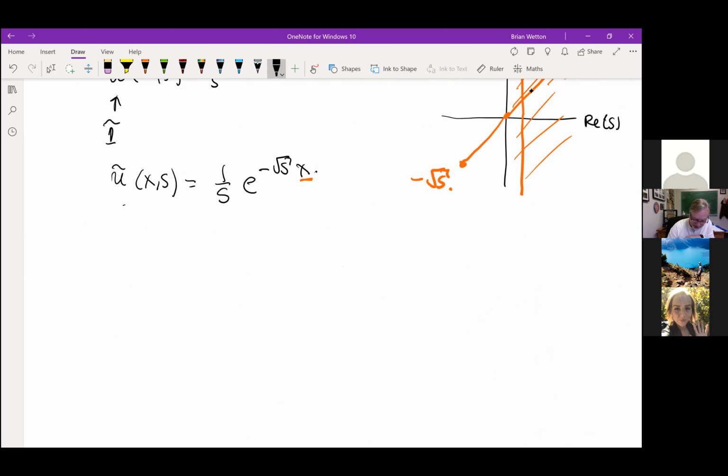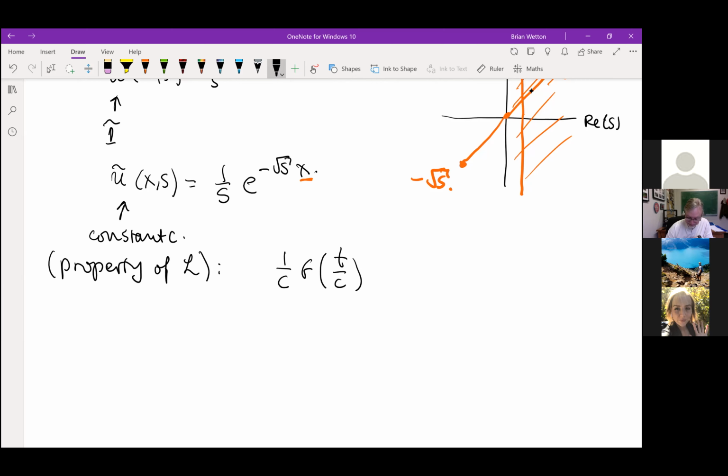And now I have to introduce another property for the Laplace transform, which is how it gets scaled. This is very similar to the property for the Fourier transform, which I don't think we mentioned. If I've got a constant c, so this is a property of the Laplace transform. If I've got 1 over c f of t over c, that gives me the transform of c times s.